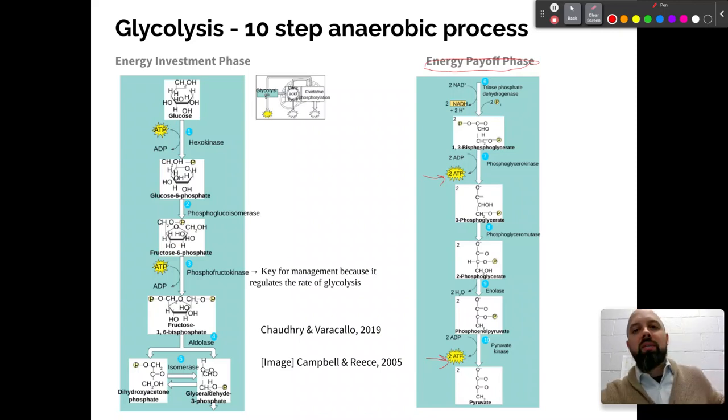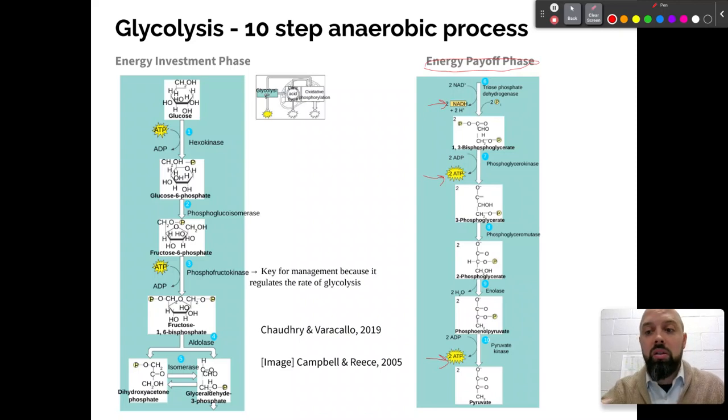The other piece of energy that we do create is 2 NADH, and these 2 NADH can then be transferred into the mitochondria to be utilized in oxidative phosphorylation, where they would drop off their high energy electrons at the electron transport chain.